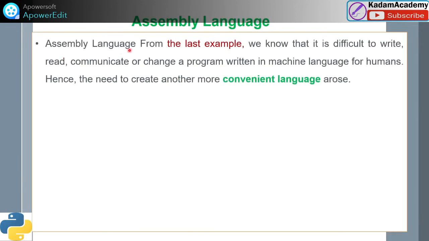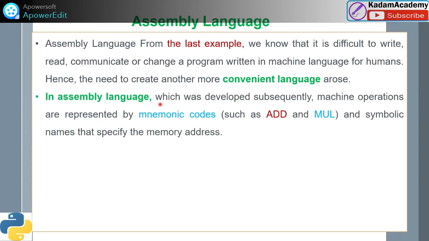What is assembly language? We know that it is difficult for humans to write, read, communicate or change a program written in machine language, because you can imagine a number of zeros and ones like 0 1 0 1 1 0. Where it is starting, where it is closing, it is not easy to understand or to change. Hence, the need for another, more convenient language arose. This convenient language is nothing but the assembly language, which was developed subsequently.